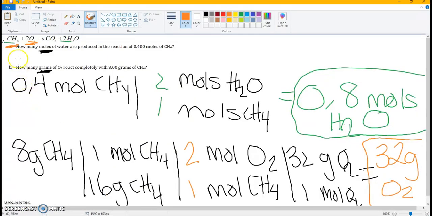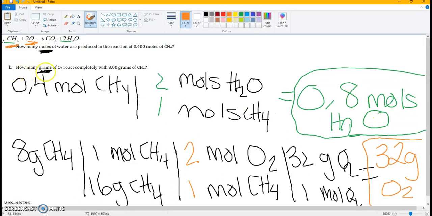Okay, so how many moles of water are produced when 4 moles of methane combust? I start off with my moles, and then I go from moles of methane to moles of water. Since the question only asked me for moles of water, I don't have to do anything with grams. So I multiply by 2, and I get 0.8 moles of water.